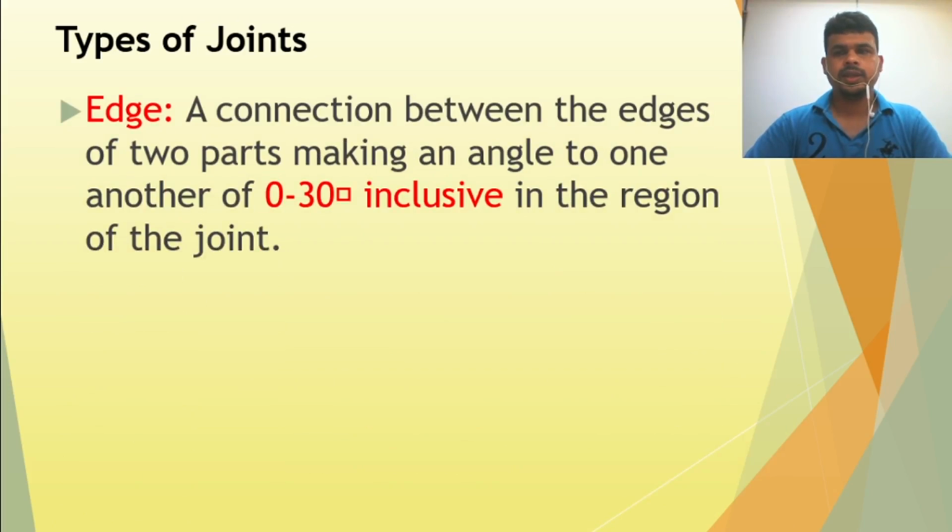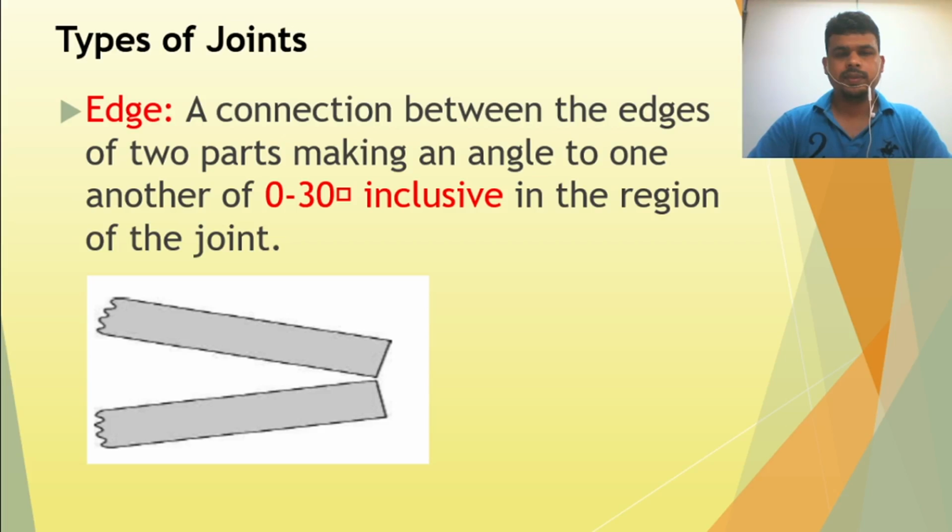Edge joint. What is the edge joint? The connection between the edges of two parts making an angle to one another of 0 to 30 degrees inclusive in the region of the joint. You must take note of this degree and whether it is inclusive or exclusive. I will show you this at the end of the lecture slides. I will show you one summary, so you must watch the full lecture.